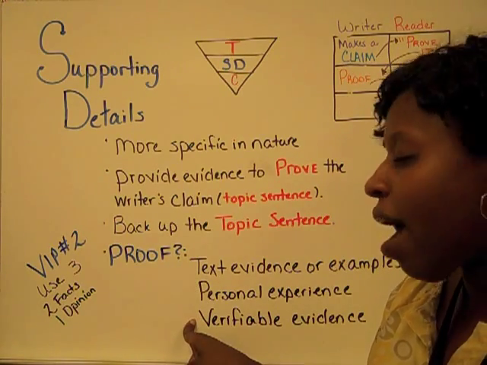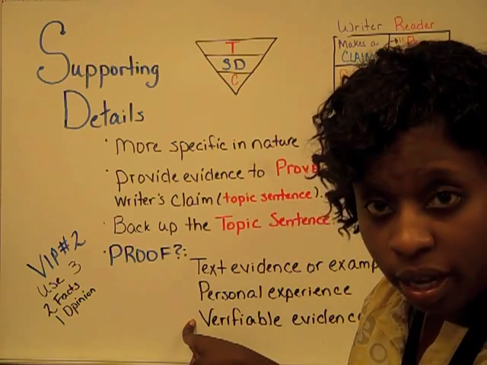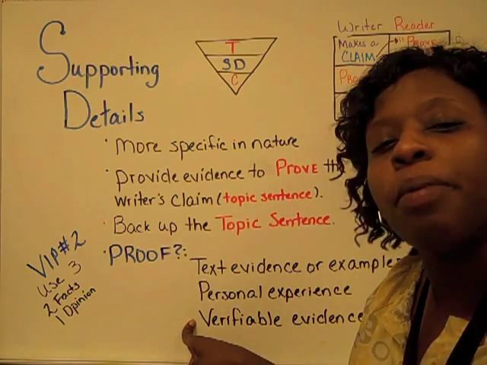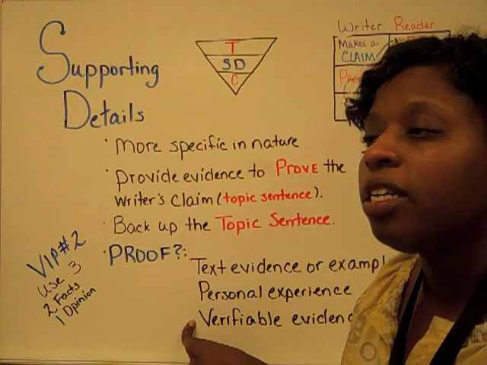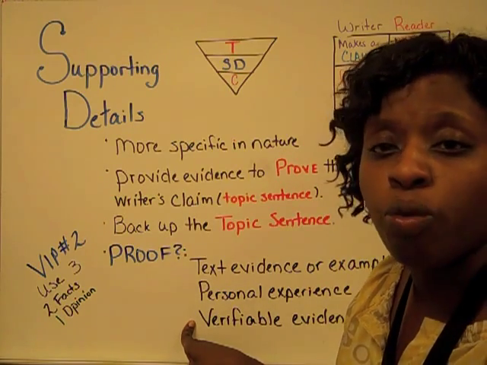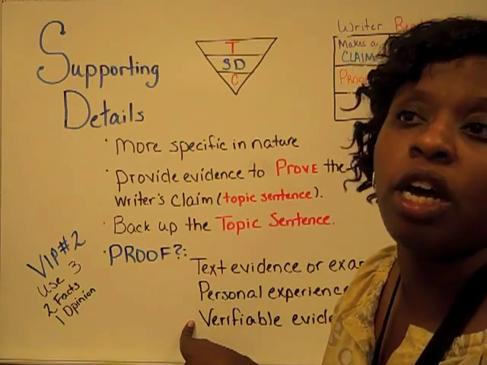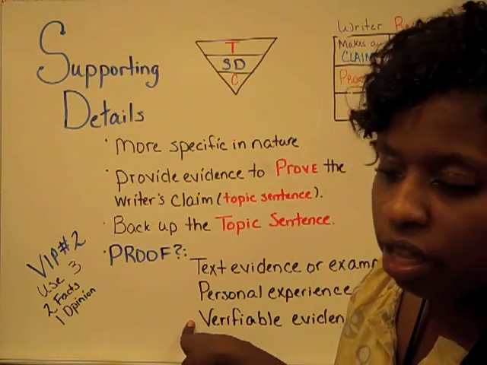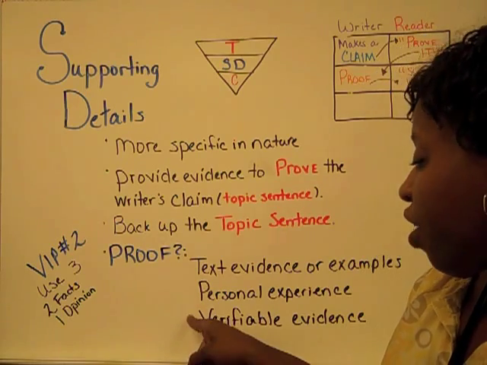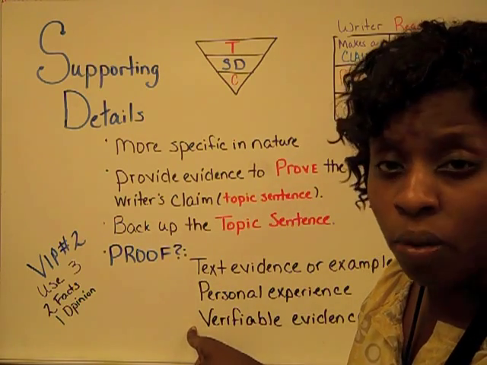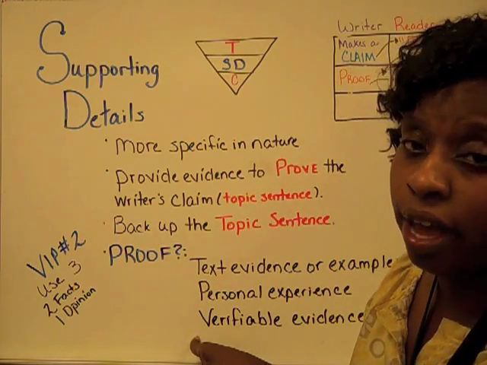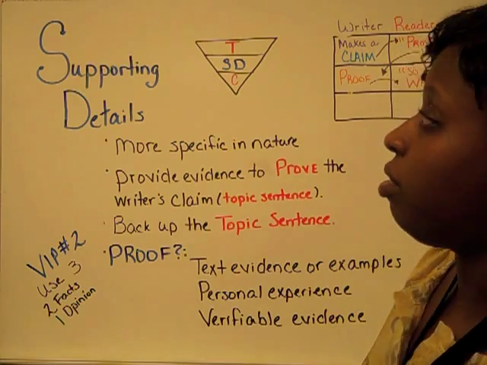And then lastly, you have verifiable evidence. Verifiable evidence is information like statistics or data or research or studies show or 35% of students believe this. Those are what's called verifiable evidence, meaning I can go online and I can find that evidence.